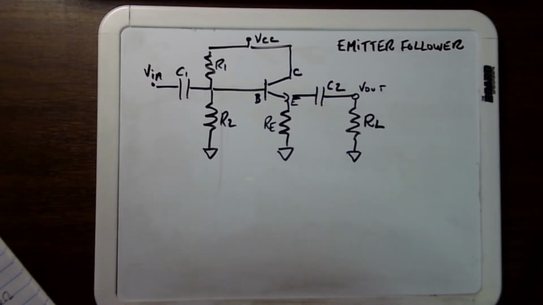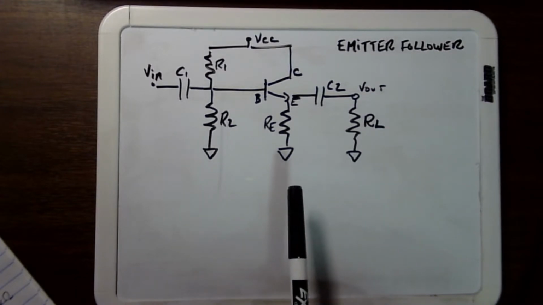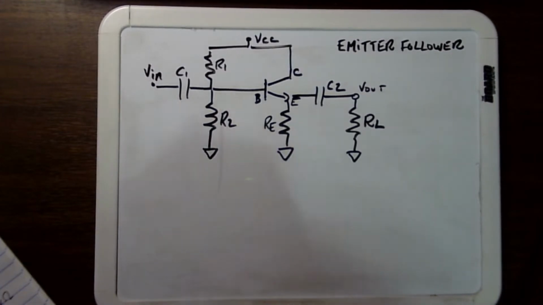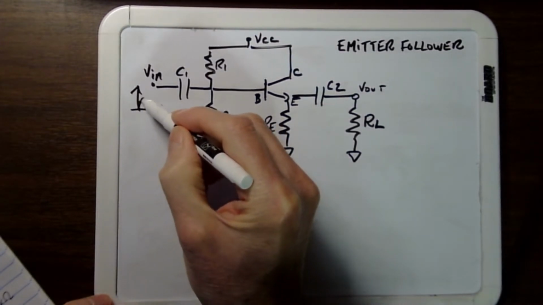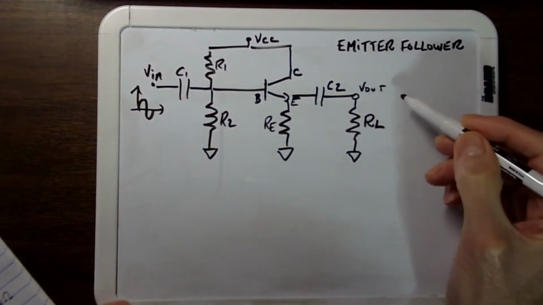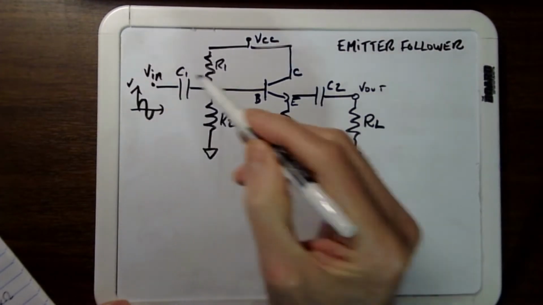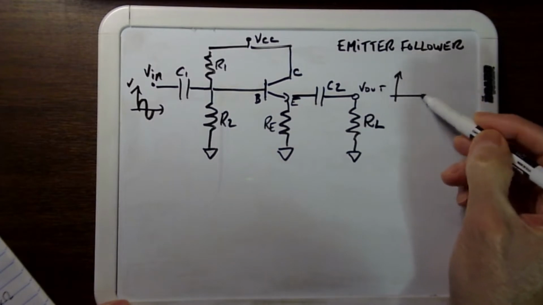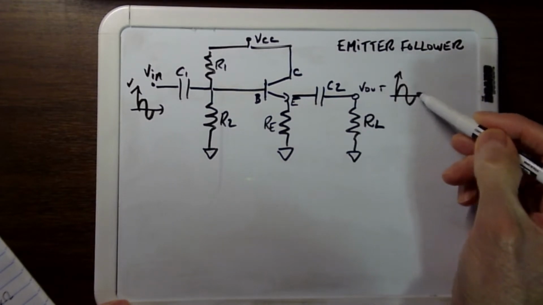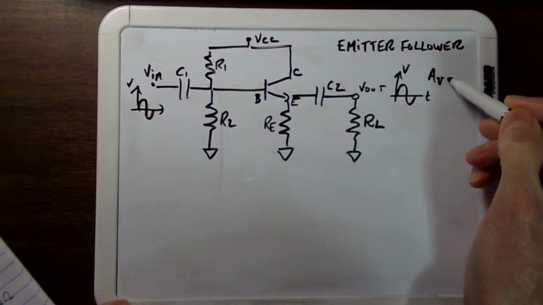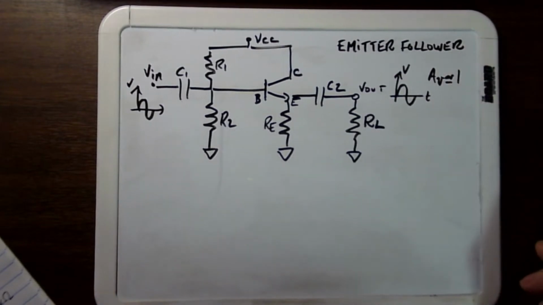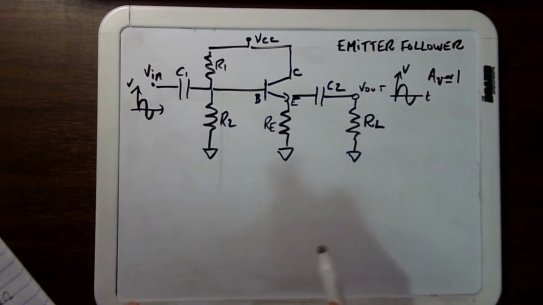Okay, so let's try to design this thing. So this is the circuit. So you have an input here, which is going to be like a sine wave. And the output is going to be the exact same thing. So AV equals 1, or almost 1. Okay, so how do you design this?